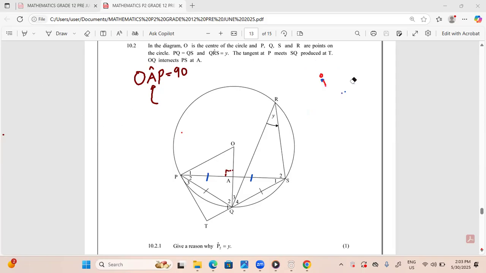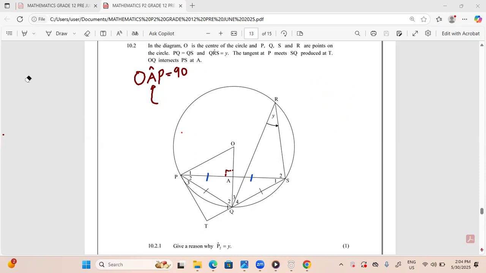I won't be surprised if I see this theorem being tested. Theorem number 1, you must know it, and you must know it in 2 different ways. If I give you the center, I give you the chord, and I tell you that this line from the center is perpendicular to the chord, automatically AM becomes equal to MB. So if I tell you that the line is perpendicular, you know that the line bisects the chord. That's the first scenario that I want you to know.